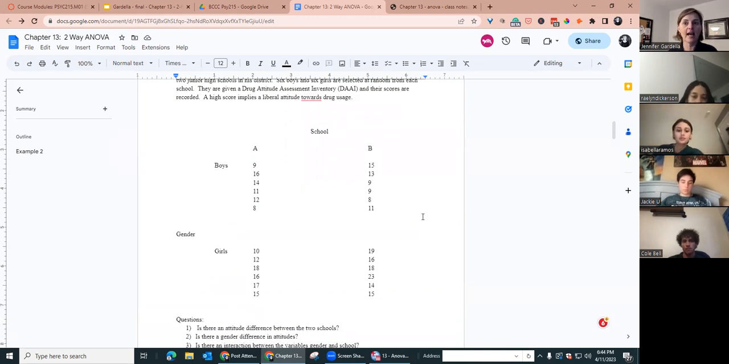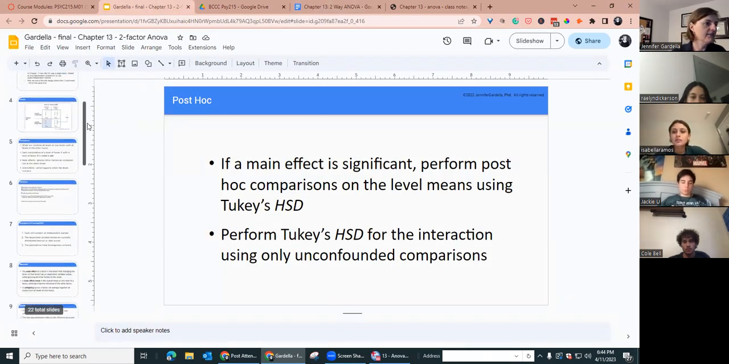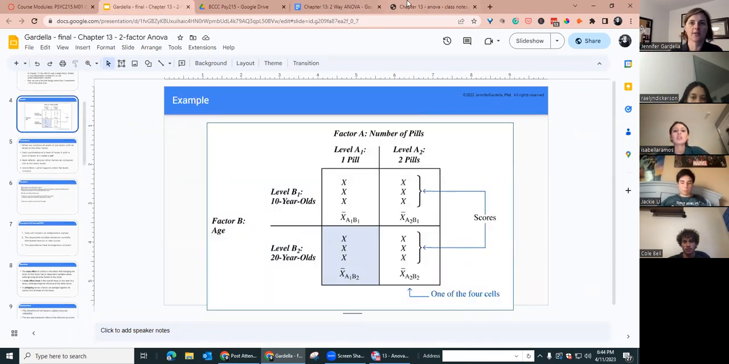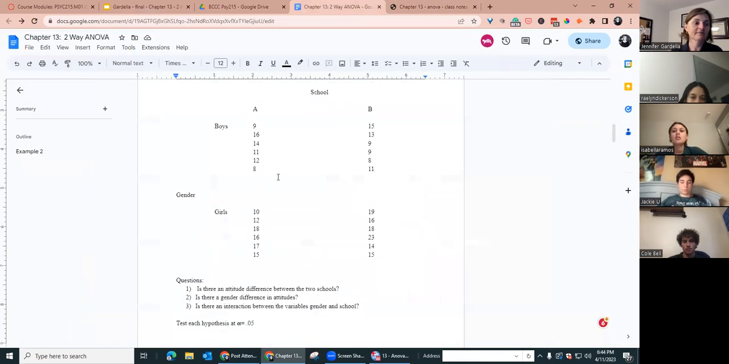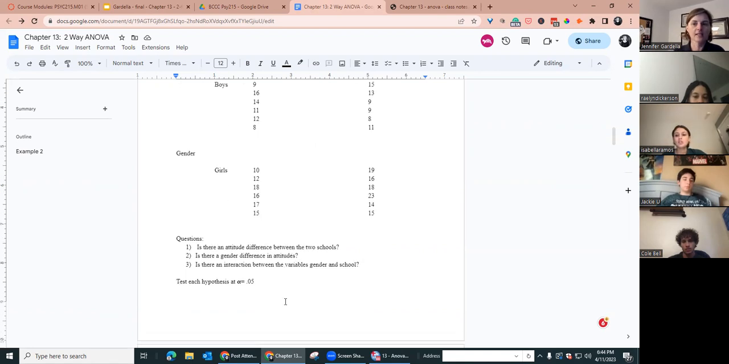Okay, so this is the way the data is presented to you. It looks just like this data. So we have 4 cells that we're dealing with. We want to know, is there an attitude difference between the 2 schools? So is school A different than school B? Is there a gender difference in attitudes? So do boys think differently about drug use than girls? And then is there an interaction? How does gender impact your outlook on school, or from the school that you're based out of, on drug use? And we're going to test each one at 0.05.